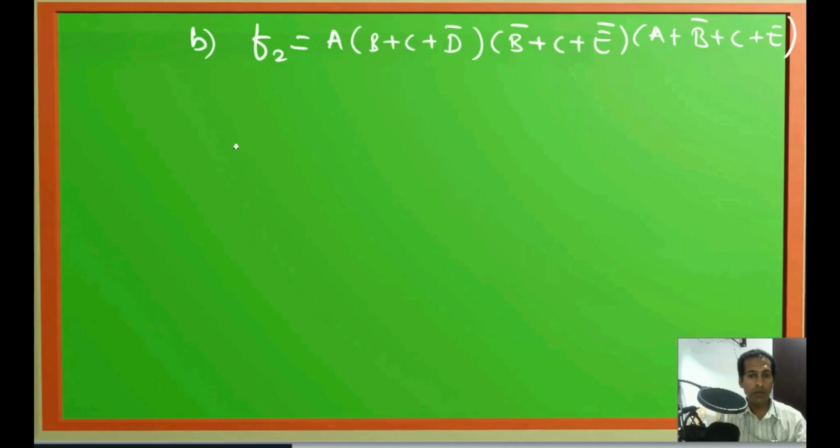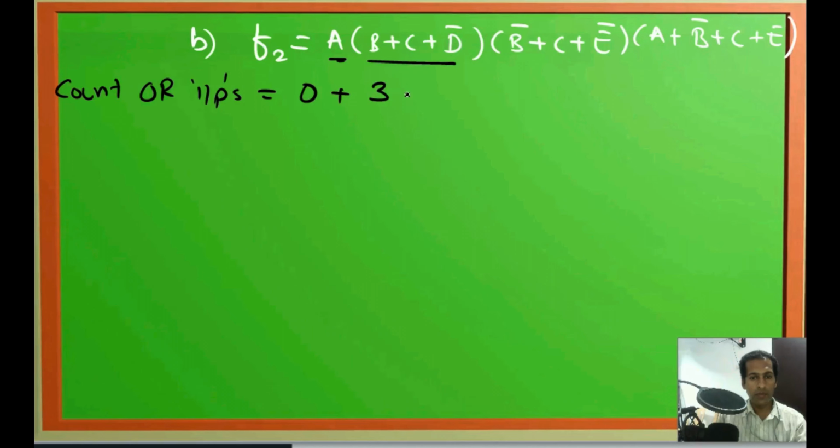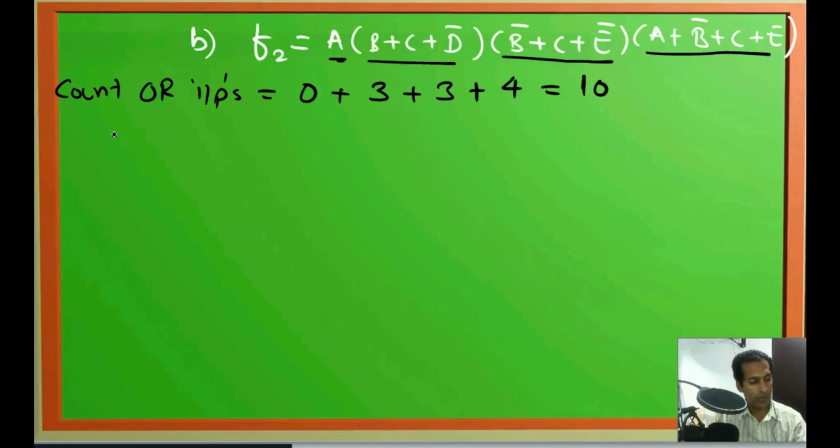Now here we have to count the OR inputs. The first stage is to count OR inputs. First of all here we don't require any OR. Then for this we require 3 inputs, for the second one we require 3 inputs, and for this we require 4 inputs. So this is total 10 OR inputs.